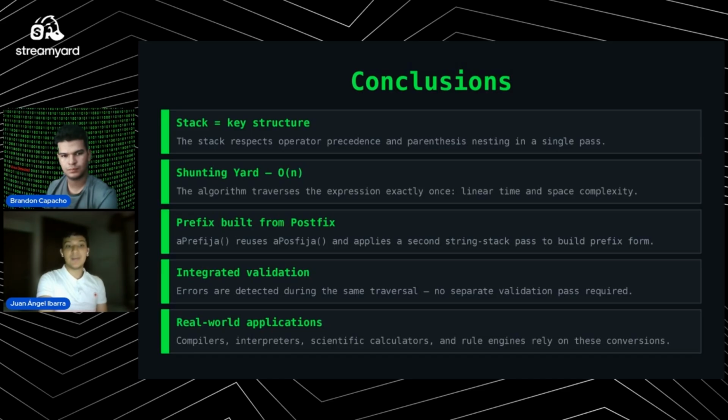The prefix method is elegant. It reuses the postfix and adds a second pass with a string stack to build the prefix form. Error validation is integrated into the traversal, not a separate step. These techniques are the foundation of modern compilers, interpreters, and calculators.